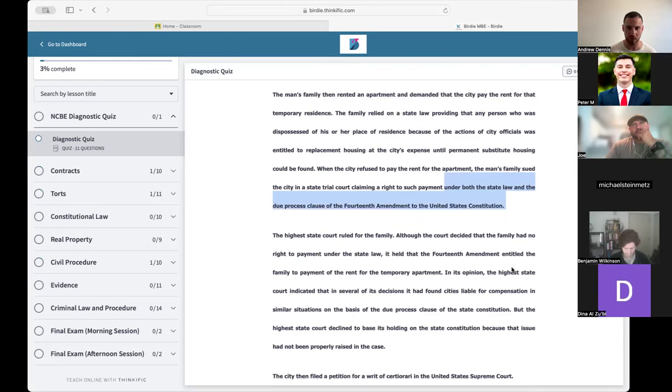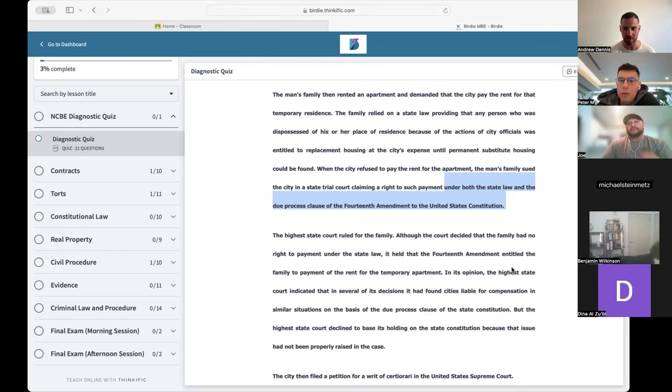The highest state court ruled for the family, and this is a state court. Although the court decided that the family had no right to payment under state law, it held that the 14th Amendment entitled the family to payment for the rent for the temporary apartment. So, okay, no right under state law, but there is a right on the 14th Amendment or federal law. This is going to be an independent and adequate state ground question.